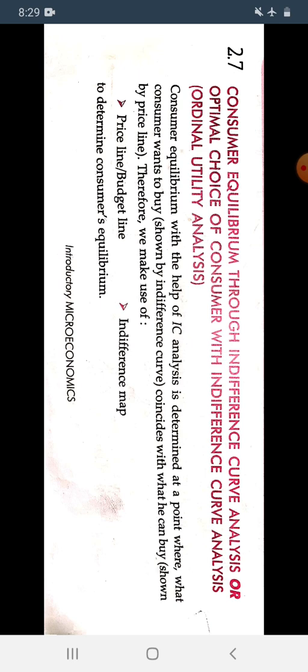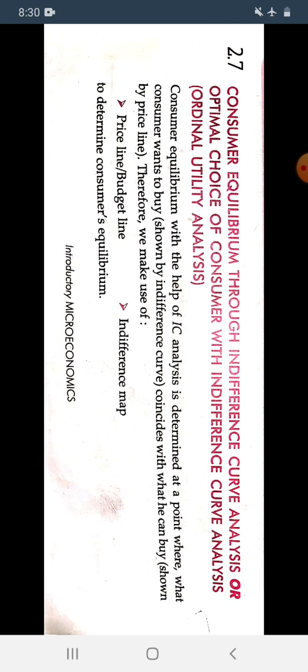Okay, after that we are starting a new topic: consumer equilibrium through indifference curve analysis, or the optimal choice of the consumer with indifference curve analysis in the case of ordinal utility. Consumer equilibrium with the help of indifference curve analysis is determined at a point where what the consumer wants to buy coincides with what he can buy.